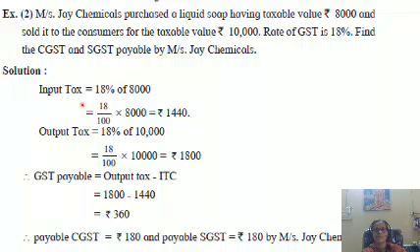So input tax is 18% of 8,000, calculated rupees 1,440. Output tax is 18% of 10,000. It is rupees 1,800. So GST payable is output tax minus input tax credit. So rupees 360. So CGST is GST divided by 2, that is rupees 180, and SGST is rupees 180.